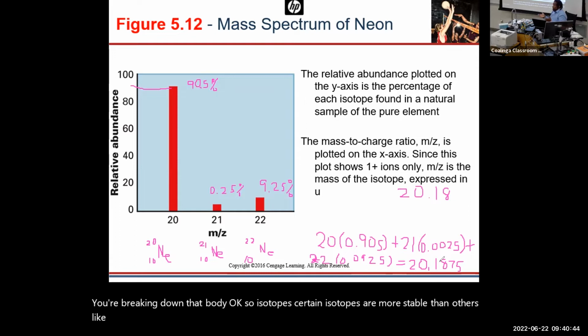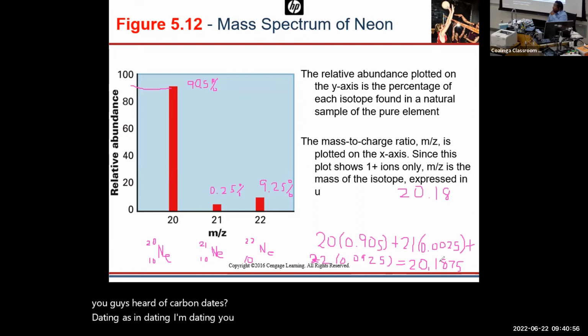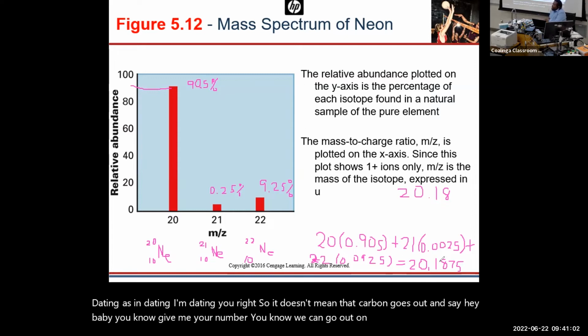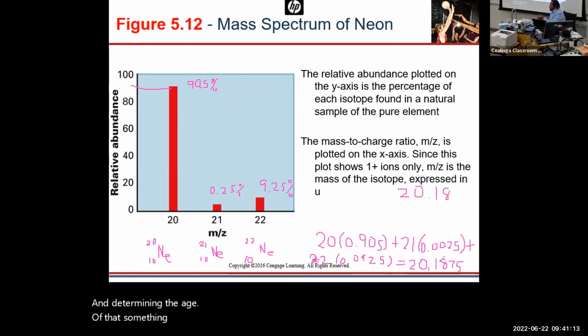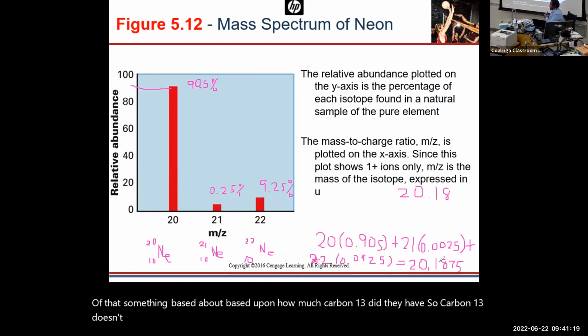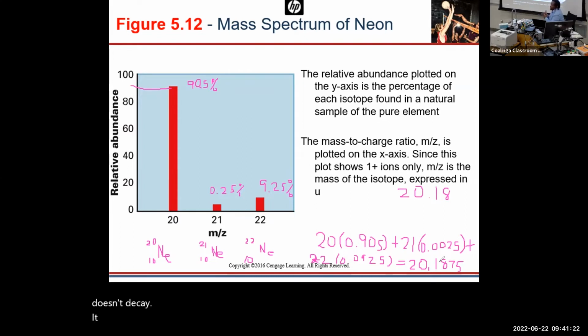Like for instance, carbon-13. Carbon-13 stays around for thousands and thousands of years. Have you guys heard of carbon dating? Dating, right? So it doesn't mean that carbon goes out and says, hey, baby, give me your number, we can go out to dinner. No, carbon dating is just using the fact that you have carbon-13 in your body or in something and determining the age of that something based upon how much carbon-13 they have. So carbon-13 doesn't decay very fast.